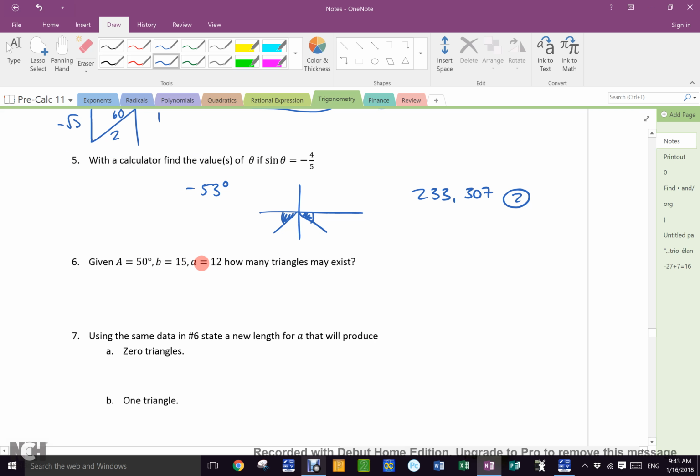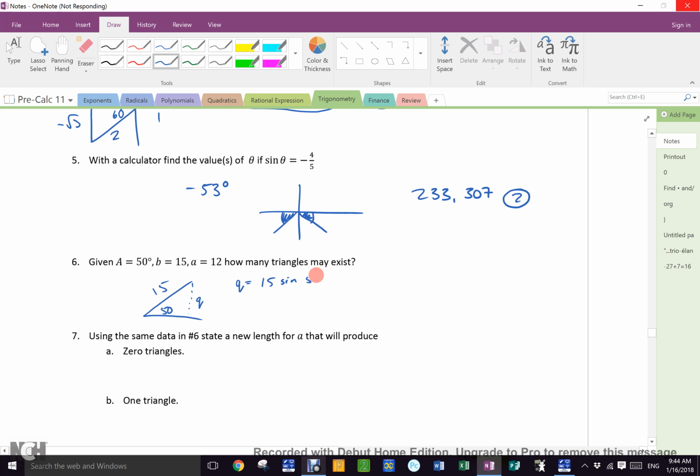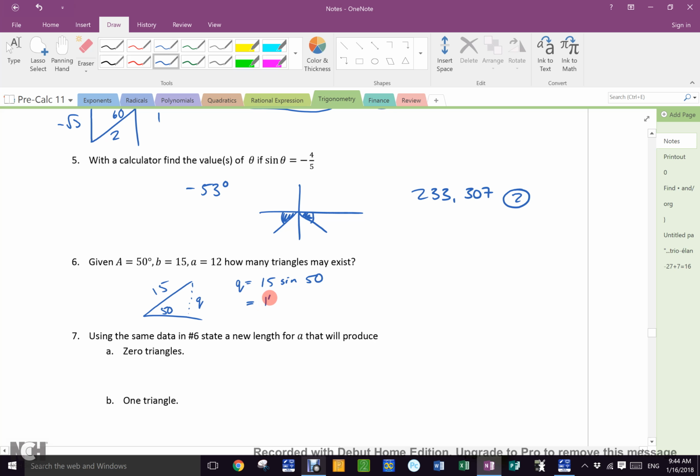Given this, how many triangles exist? Well, A is the angle you should make that you know. B is 15. The other side is 12, right? So, first I should check my altitude, which I always call Q. Q equals 15 sine 50, which is, when you do that on your calculator, 11.5. 12 is longer than 11.5, yes? But it's shorter than 15.